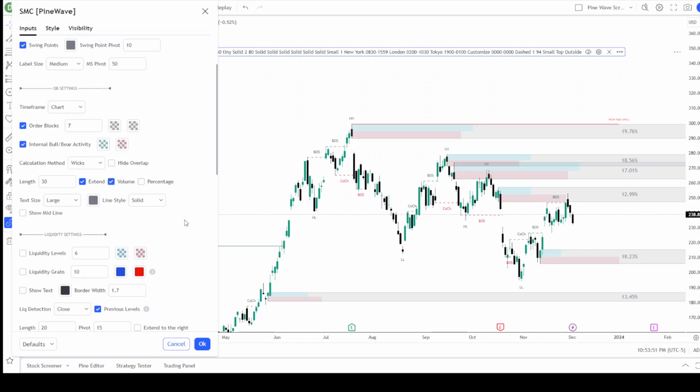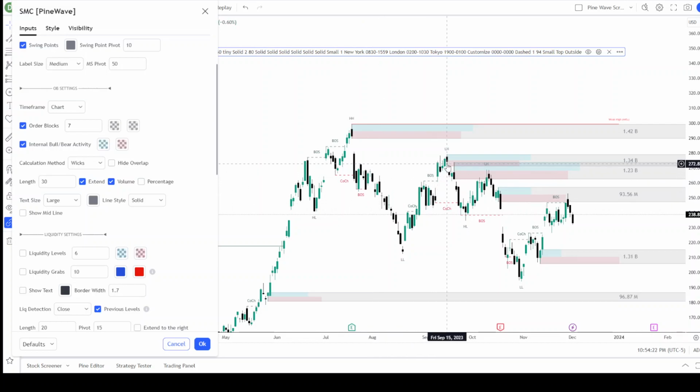Looks like there's a volume setting. So instead of a percentage, it's giving you a volume reading inside those order blocks. That's a handy tool to have. You can see up here at the top, right? We had a lot of bullish activity, and there was 1.242 billion in volume. That's huge, right?